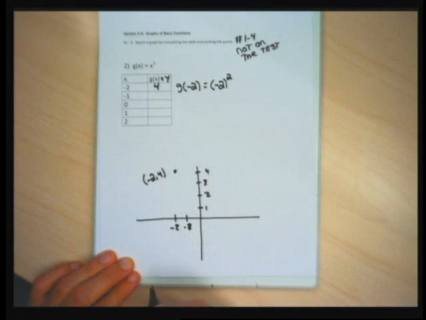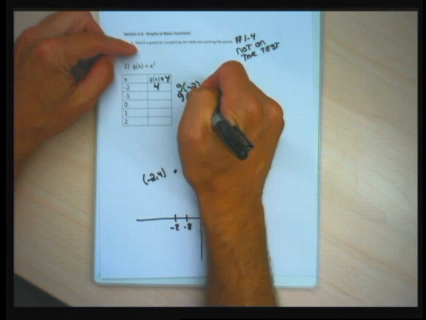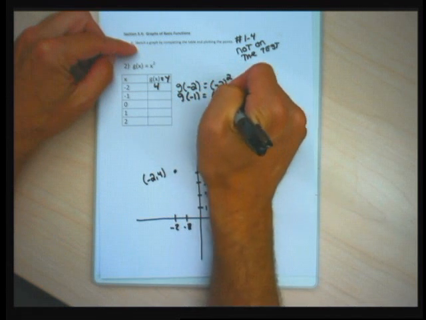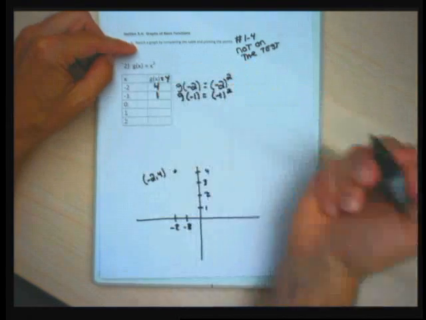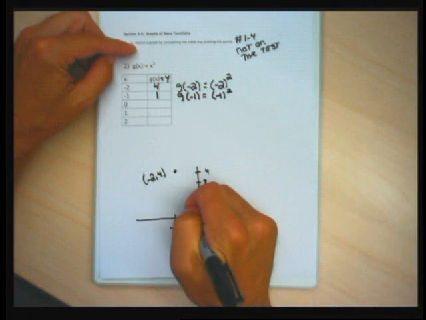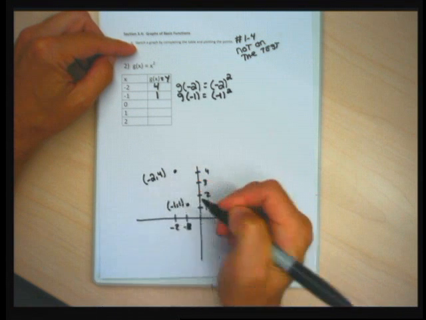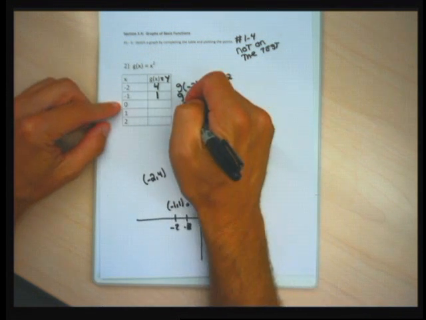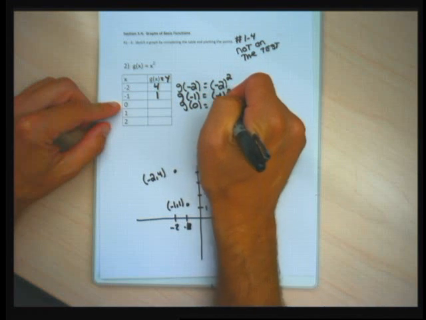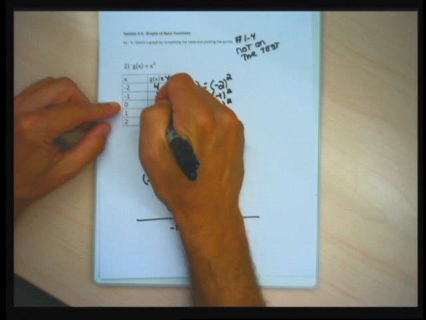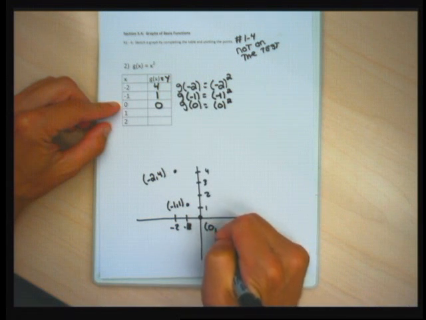So I'll plot it. The next thing I'll do is change the x's to negative 1, so I'll go g of negative 1 equals negative 1 squared, which is negative 1 times negative 1, which is positive 1. That also represents a point on the graph. It's the point x equal negative 1, y equal to 1. The third value of x in the table, when I do it, I get g of 0 is 0 squared. 0 squared is 0. That's going to give me the origin, or the point 0, 0.